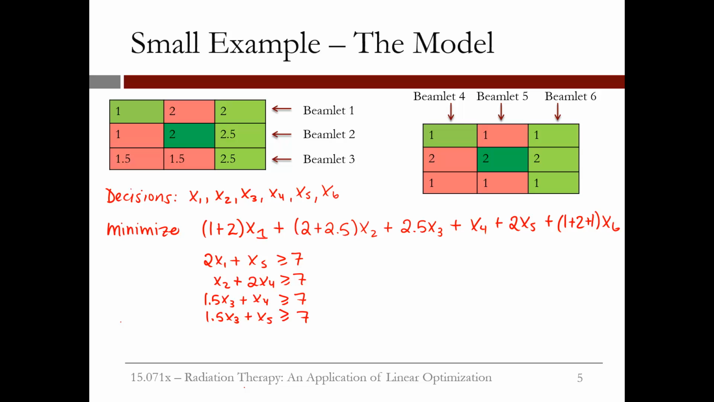Then for the spinal cord, we need to make sure that 2 times x2 plus 2 times x5 is less than or equal to 5. And lastly, we just need to make sure that all of our decision variables are non-negative. So they should all be greater than or equal to 0. Now that we've set up our optimization problem, we'll solve it in LibreOffice in the next video.